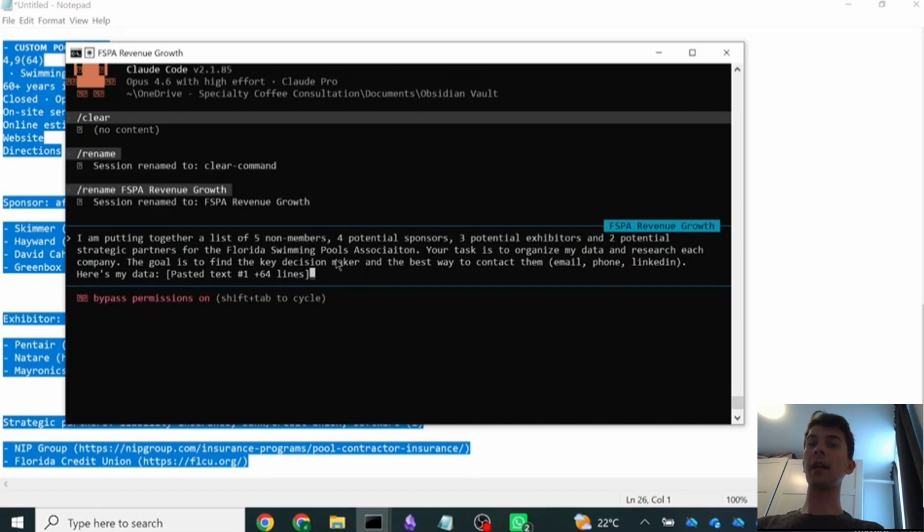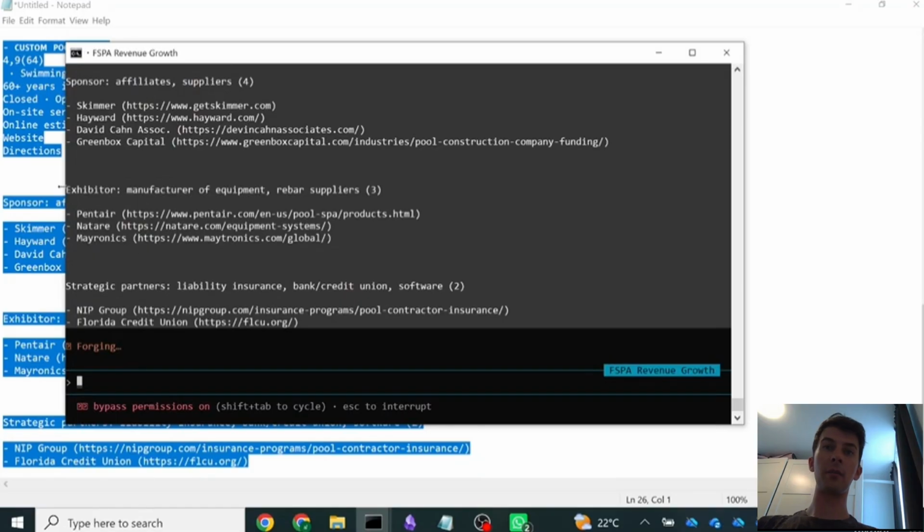So the prompt that I came up with, I'm just giving it a natural language prompt, nothing fancy, is: I am putting together a list of 5 non-members, 4 potential sponsors, 3 potential exhibitors, and 2 potential strategic partners for the Florida Swimming Pools Association. Spelled wrong. Your task is to organize my data and research each company. The goal is to find the key decision maker and the best way to contact them via email, phone, or LinkedIn. Here's my data. You'll see all my raw data pasted in from our note sheet, and we're just going to let Claude Code do its thing, and I'm going to talk you through sort of what's going on.